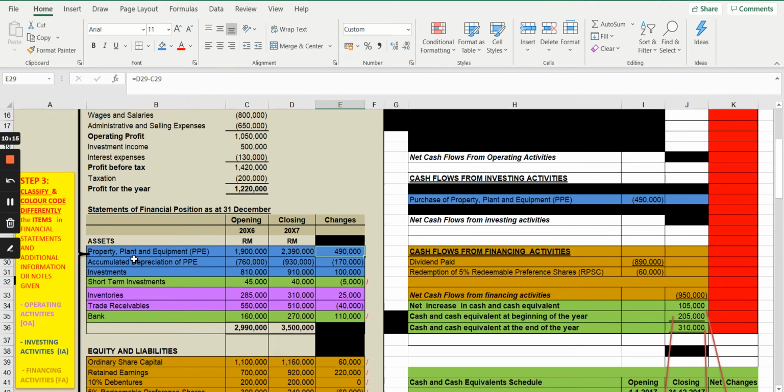Next, we are done with this. When you are done, just put a tick there. Next, accumulated depreciation. This one will have to be adjusted later, so I will not put a tick yet.